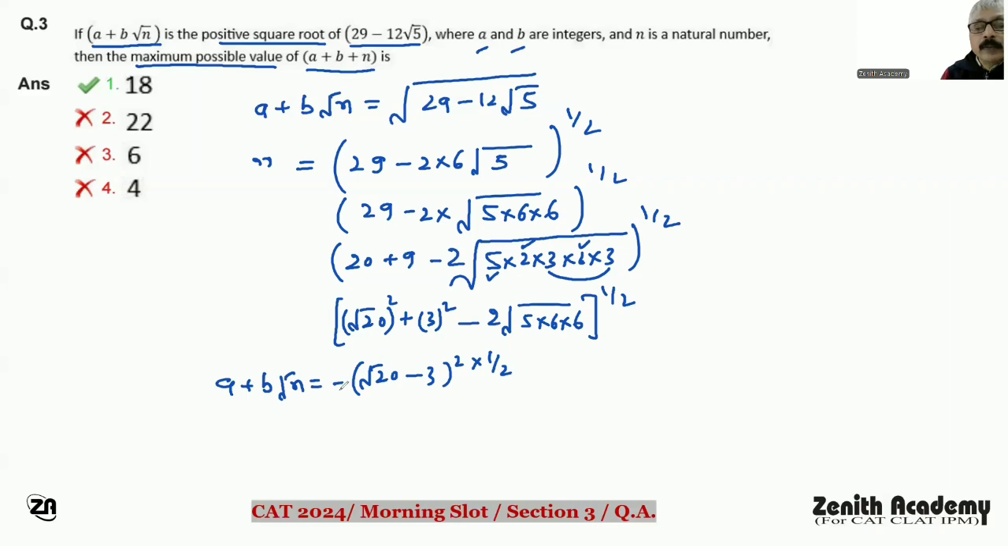root n, plus minus. But you have to take only the positive square root. You have to take only positive square root. So it means a plus b root n is equal to 20 minus, that is root 20 minus 3. Correct. I think this process is clear, you know.